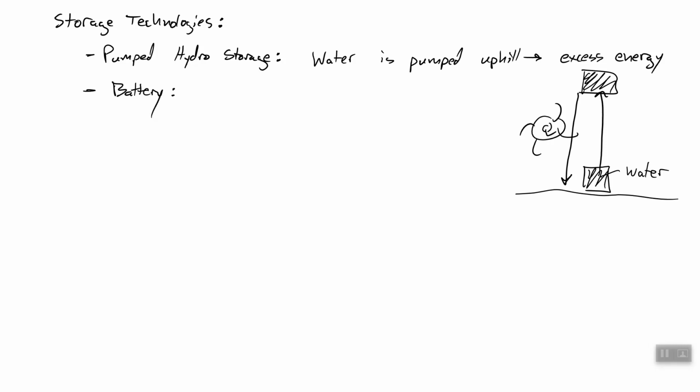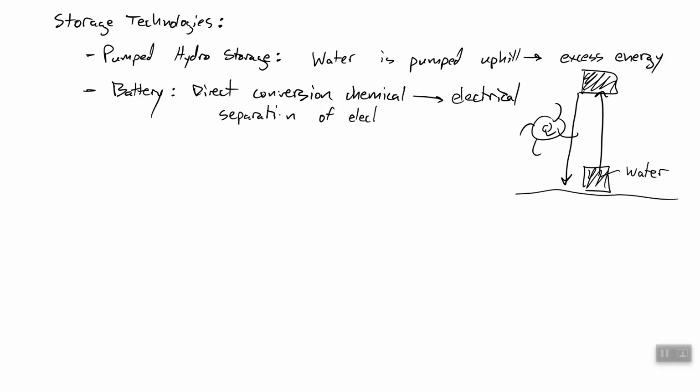We also have batteries. So a battery is direct conversion of chemical energy into electrical energy. We're going to talk more about these in our 3rd video. They utilize things called redox reactions. It does this through the separation of electrons and ions.